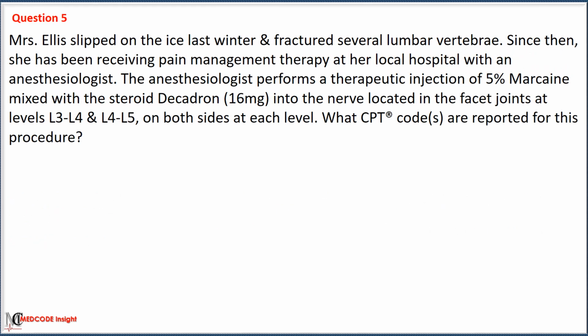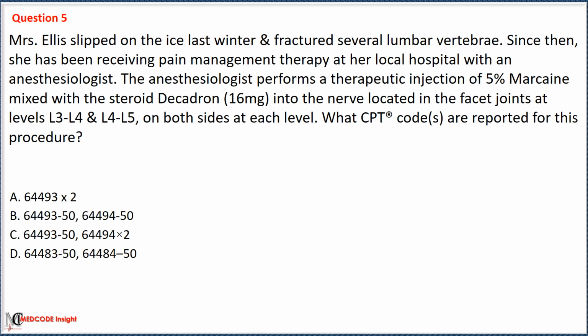Mrs. Ellis slipped on the ice last winter and fractured several lumbar vertebrae. Since then, she has been receiving pain management therapy at her local hospital with an anesthesiologist. The anesthesiologist performed a therapeutic injection of 5% mercury mixed with steroid Decadron into the nerve located in the facet joint at the level L3 to L4 and L4 to L5 on both sides at each level. What CPT codes are reported for this procedure?